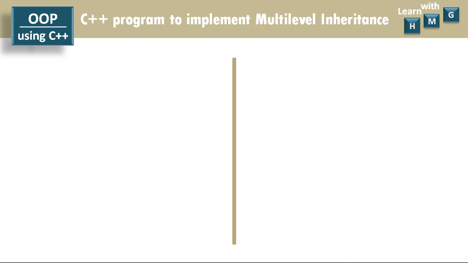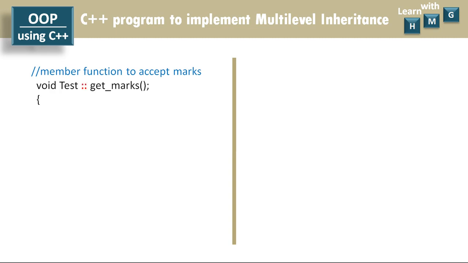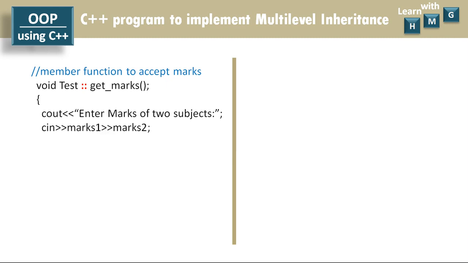Member function definition: to accept the marks of a student, getmarks, which is the member function of the test class. So test scope resolution getmarks accepts no arguments and returns no value. Enter marks of two subjects using cin marks1 marks2, accept the marks. End of the function. So like this we have finished the complete definition of class test, which is the intermediate base class derived from the student class.